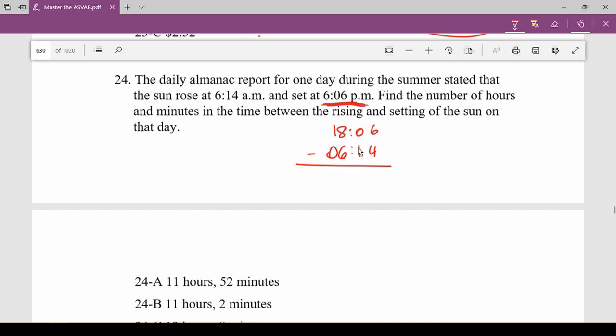Okay, so again, we can't take away 6 minutes from 14 minutes. So I'm going to make this a 17 and add a 60 here. So this is going to become 66. 4 minus 6 is 2. 6 minus 1 is 5. 17 minus 6 is going to be 11. So in other words, there's 11 hours and 52 minutes between these two points in time.